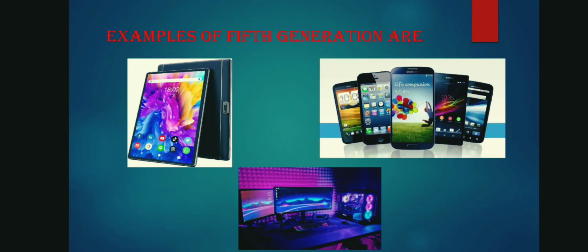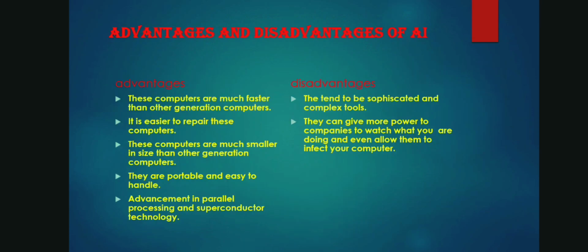Examples of the fifth generation of computers are tablets, mobile phones, PC, and ChatGPT is a very famous example of AI. Advantages and disadvantages of artificial intelligence. Advantages: these computers are much faster than other generations of computers. It is easier to repair these computers. These computers are much smaller in size than other generations of computers. They are portable and easy to handle. Advancement in parallel processing and superconductor technology.